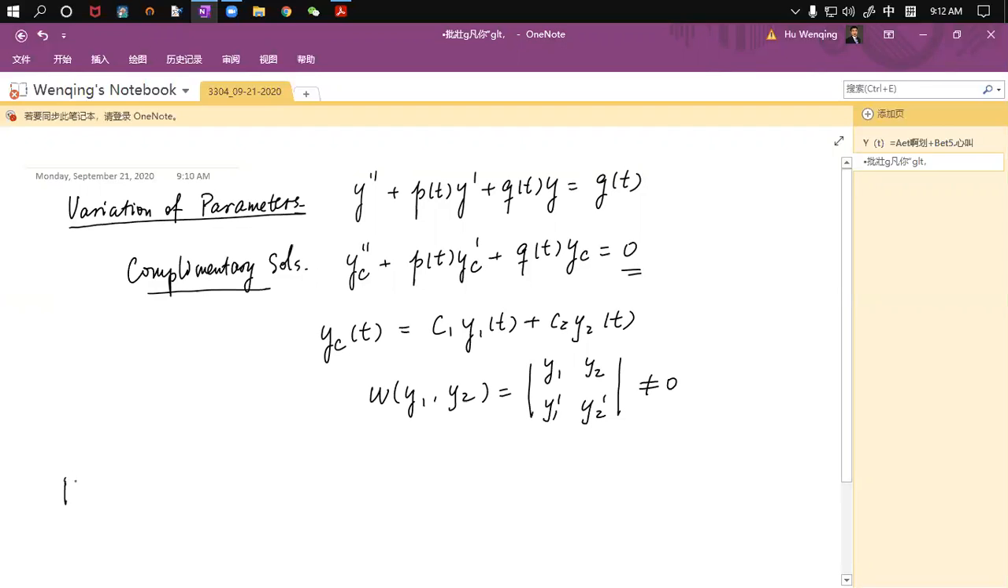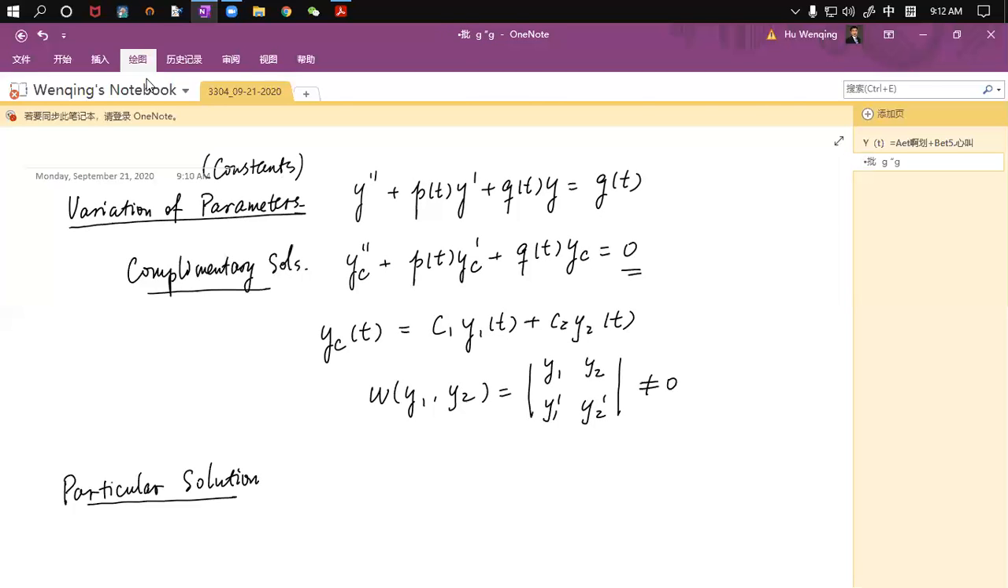How do you find a particular solution? Okay, so how do you find a particular solution from the complementary solution? Suppose you know the complementary solution. I want to find a particular solution. By variation of parameters, sometimes also called variation of constants. Variation of constants, or variation of parameters, means the following.